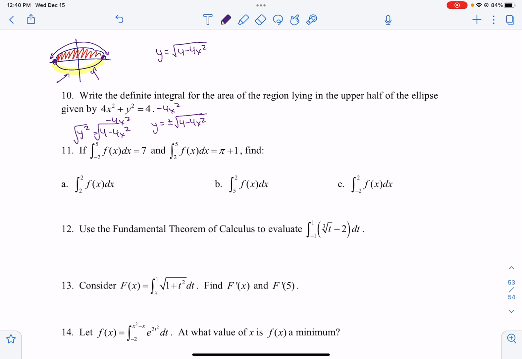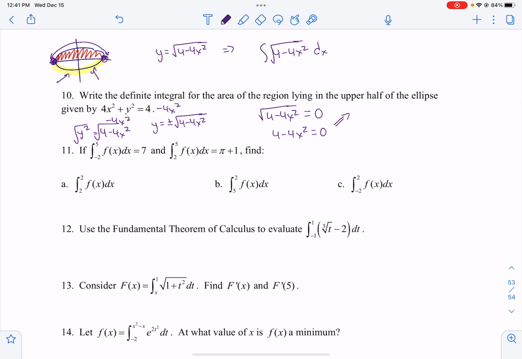So that's my function. But now I need to know, where do I start, where do I end? Because I know that I'm going to take the integral of the square root of 4 minus 4x squared, but I need to know my bounds. Well, I know that I start and end where I cross the x-axis. So I know that y is going to equal 0. So I'm going to take my function, the square root of 4 minus 4x squared, and set that equal to 0. So that means that 4 minus 4x squared equals 0.